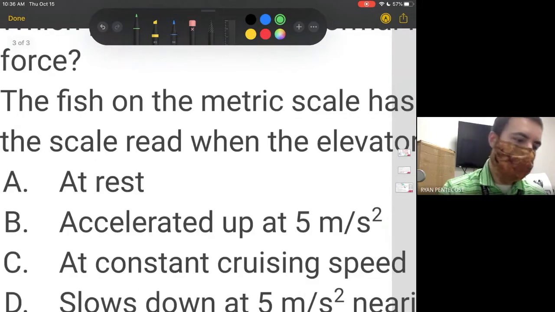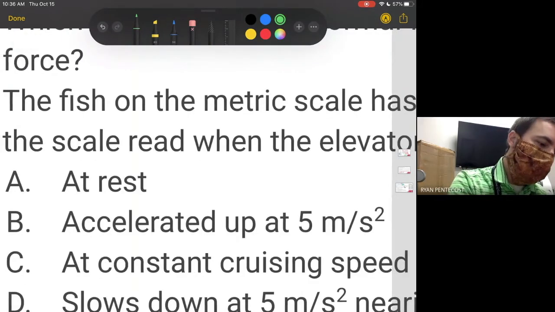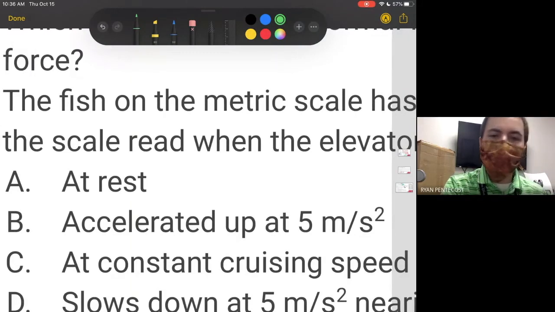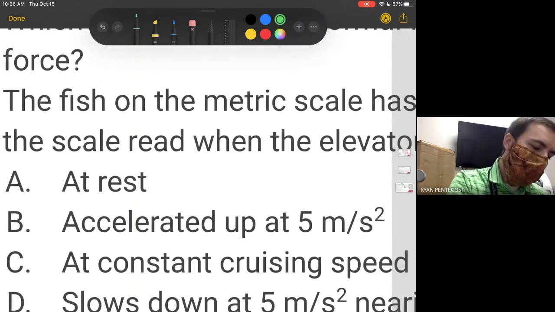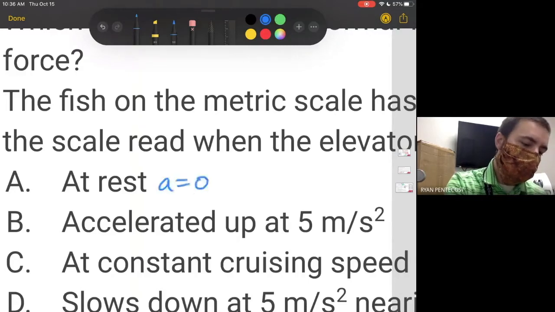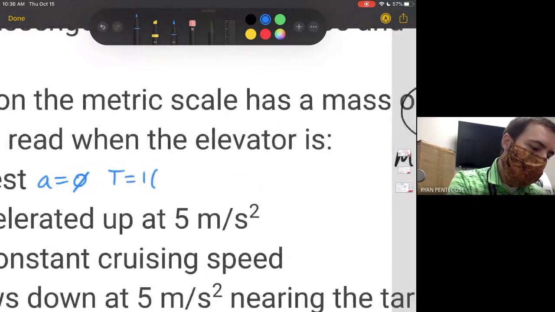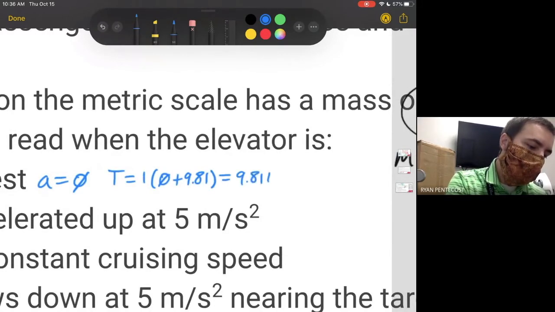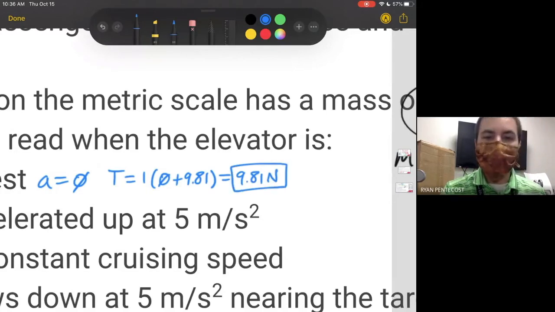At rest, right? At rest, what is the elevator doing? Well, at rest means the acceleration is 0, right? So tension equals 1, the mass, times 0 plus g, which is 9.81. So you would get 9.81 newtons if you're just sitting still in the elevator, right? That is the true weight of the fish without any manipulation. Just sitting at rest, 9.81.